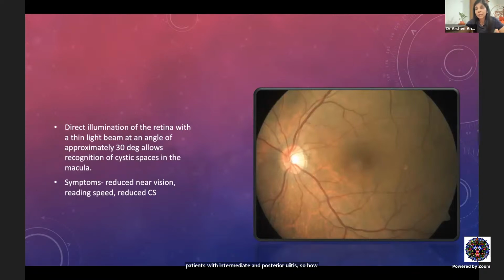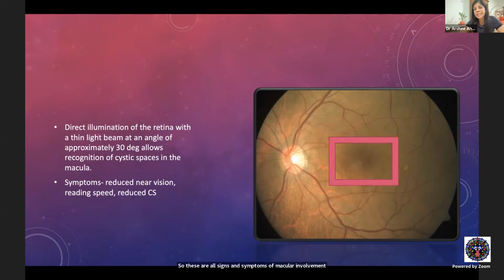So how do you detect it? Clinically, you can detect it on the indirect or even on the slit lamp examination with the appropriate 78D or the 90D lenses. You will see these typical cystoid spaces. But even before you reach this point, the patient's history will sometimes give you a clue. A patient with uveitis doing well may suddenly present to you with complaints of reduced near vision, reduced reading speed, reduced contrast sensitivity. So these are all signs and symptoms of macular involvement.